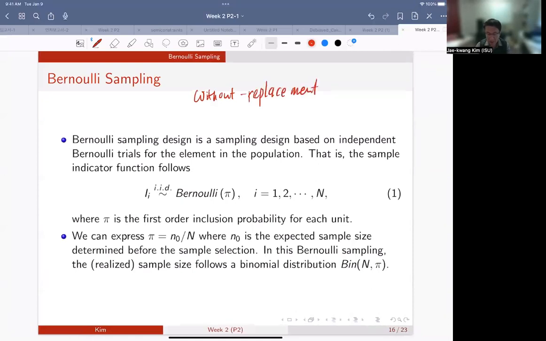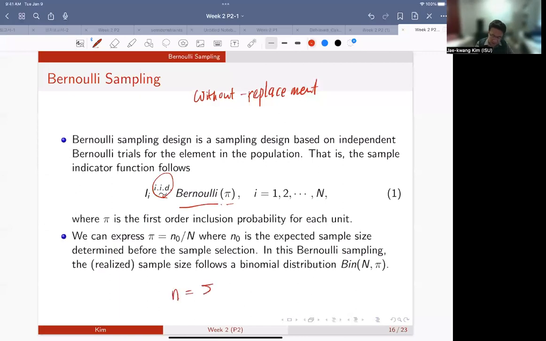Create the correlation, right? The correlation between sample indicators, which complicate the problem. So the easiest one to make the algebra simple is just make an independent IID selection. So it's like a Bernoulli trial.